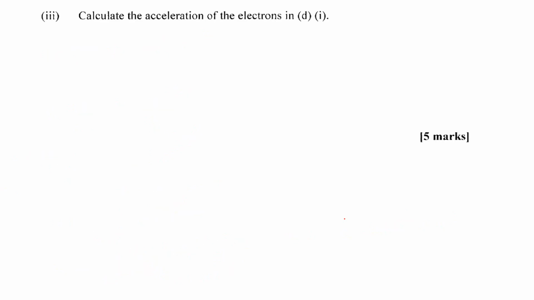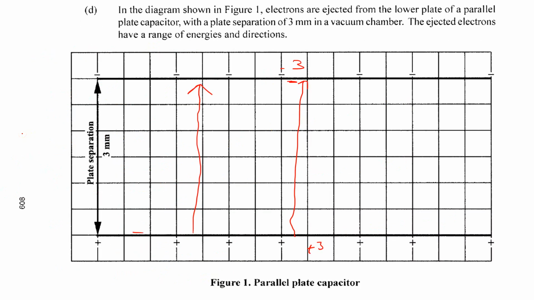Now the question continues. It's a 5 mark question now. It says, calculate the acceleration of the electron in the question that we have been working on so far. One of the things you must know, ladies and gentlemen, is that the thing is in a vacuum, because when you look back at the question, it says that it's in a vacuum chamber. So it means no gravity is affecting this thing. The acceleration is not going to be caused by gravity, so it can't be 9.8 meters per second squared.